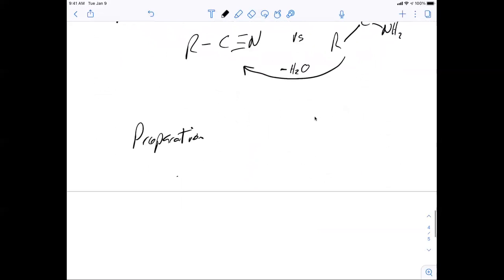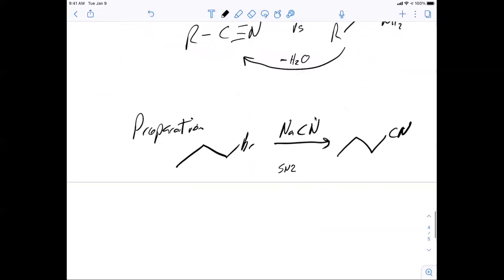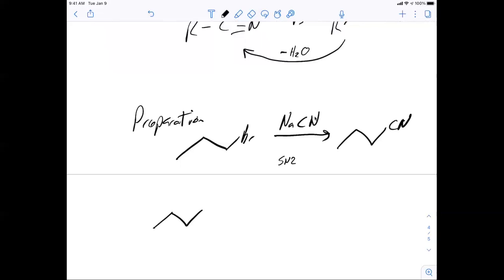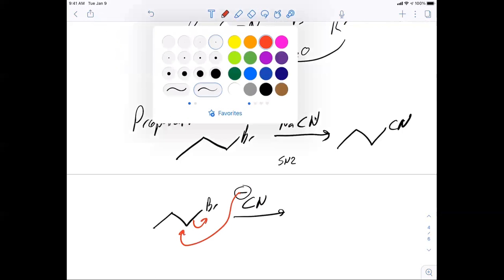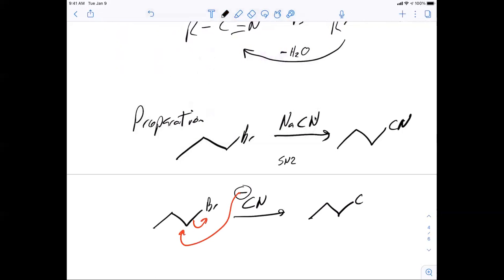Okay, preparation. The first one goes back a ways, right? If we have a good SN2 style electrophile, and we add sodium cyanide, we can get, so the reaction here, it goes all the way back to our first mechanisms, right? This is just an SN2. So one way to make nitriles is to react electrophilic alkyl halides with just cyanide, potassium or sodium cyanide.